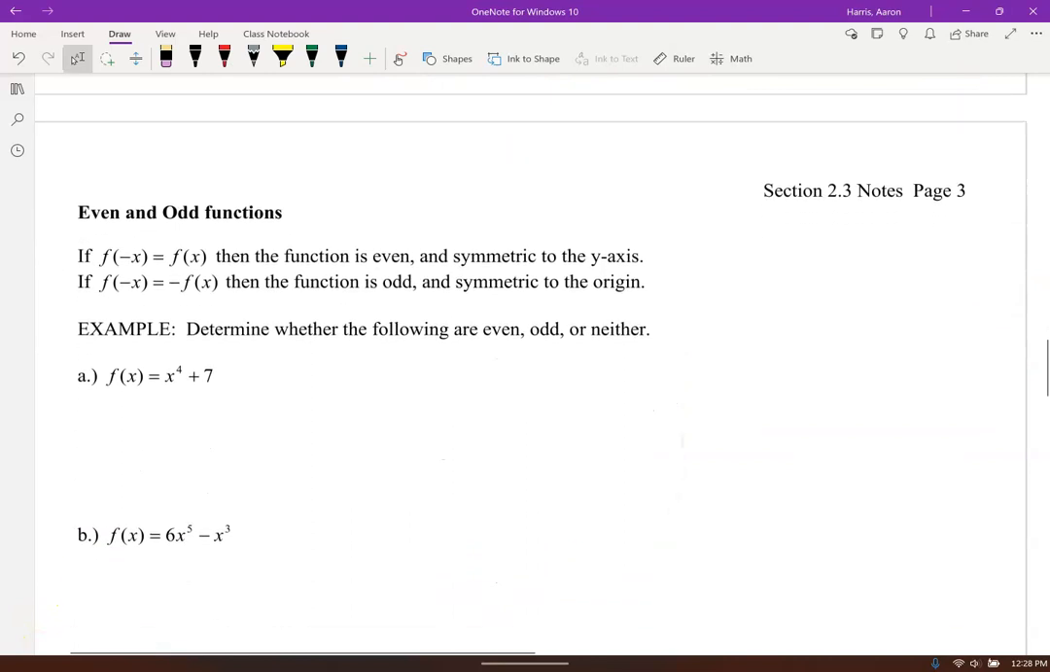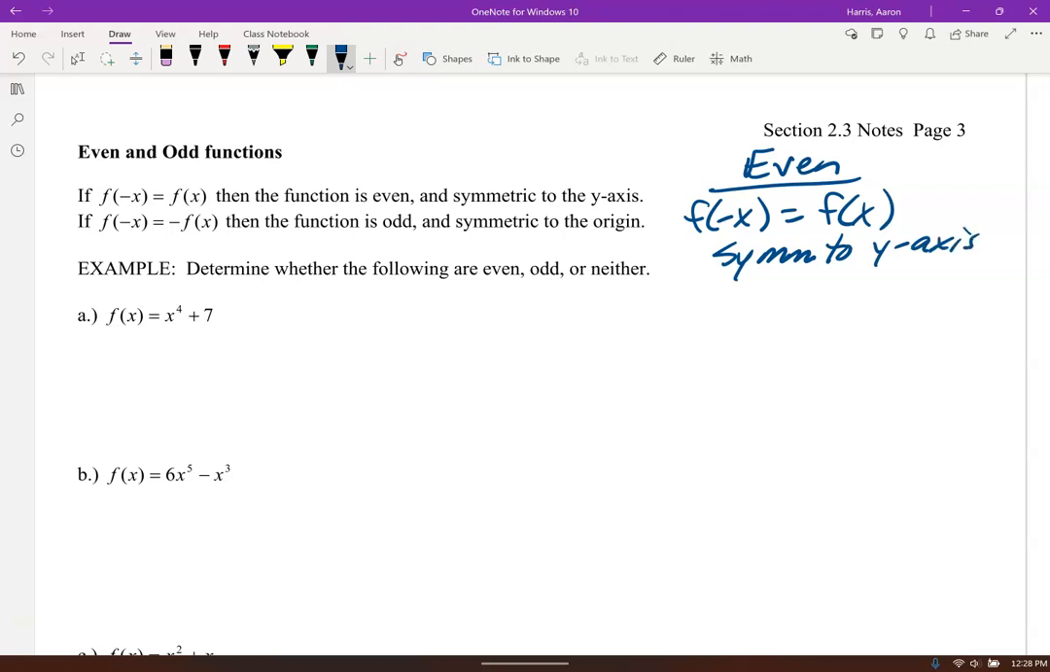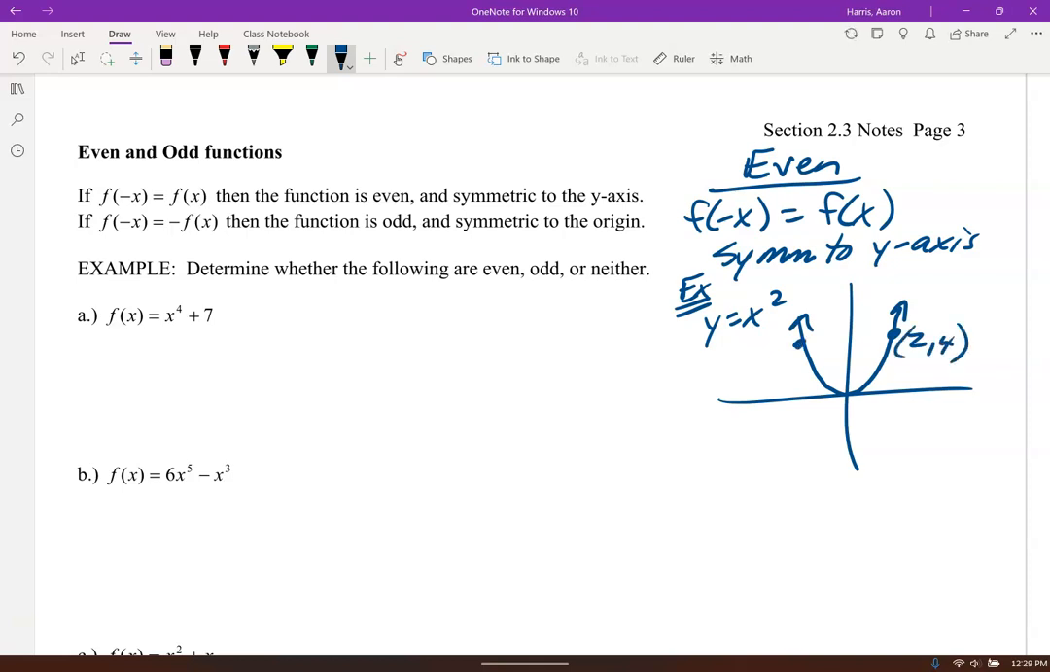So now we're going to talk more about symmetry with even and odd functions. If a function is even, this is what it means: f of -x, we're going to use function notation with it, equals f of x. In other words, it's symmetric with respect to the y-axis. I like to think of y equals x squared. You have the point (2, 4), but if you plug in -2, you get the same y value. So again, f of -x equals f of x to be even.